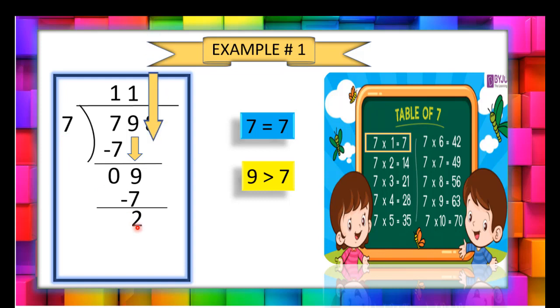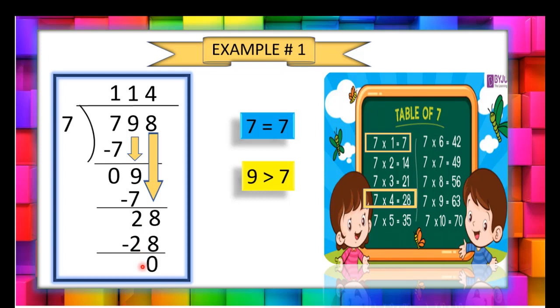So we will bring down 8. And then the number becomes 28. And 28 is greater than 7. So we will find out the product which is equal to 28 or less than 28 or nearest to 28. As you can see here, 7 multiply 4 is equal to 28. So we will write here 4 above 8, 7 4s are 28, and we will write 28 under 28, and then we will subtract 28 from 28 and we will get 0.